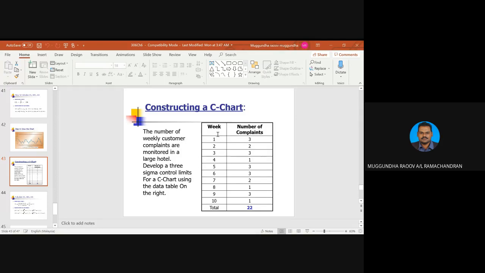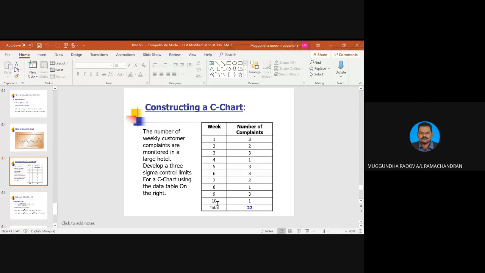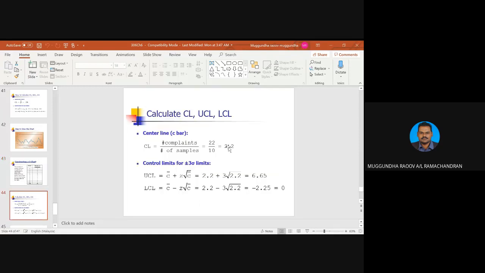So class, we have 10 weeks and the number of complaints that we receive is 22. Now the central line, which is C bar, is the number of complaints over the number of samples. The number of samples is 10 and complaints is 22. So this is how we will calculate the central line.